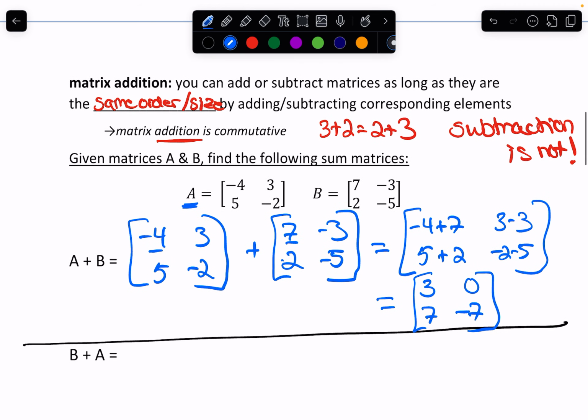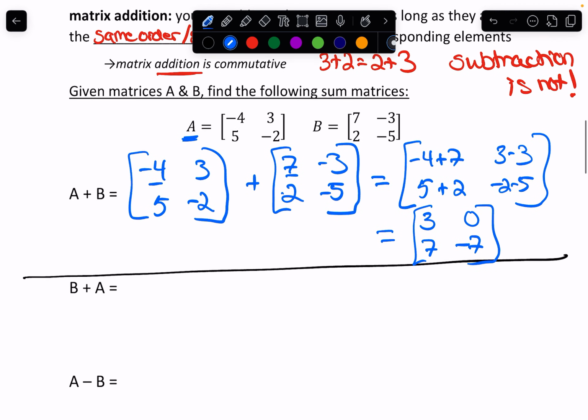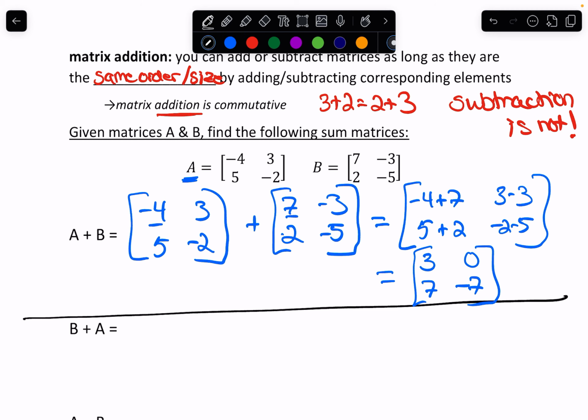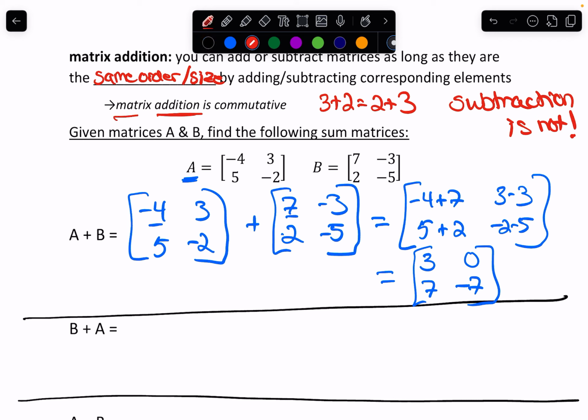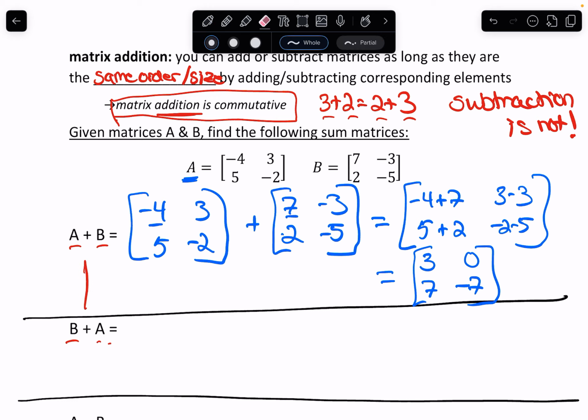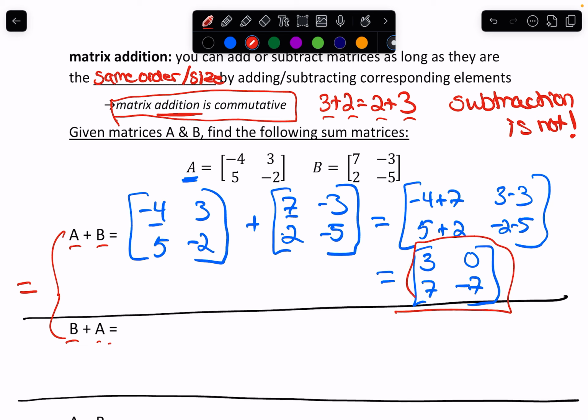Okay, now the next one is B plus A. So here we said matrix addition is commutative. So it doesn't matter if it's 3 plus 2 or 2 plus 3. The same thing here. It doesn't matter if it's A plus B or B plus A. Our answer is going to be the same. So these two here are equal. So we got that answer already here: 3, 0, 7, and negative 7.